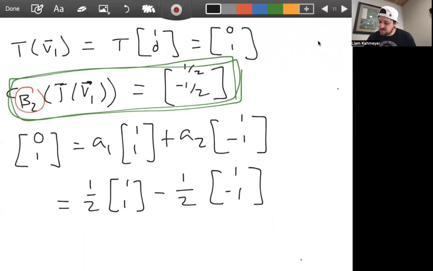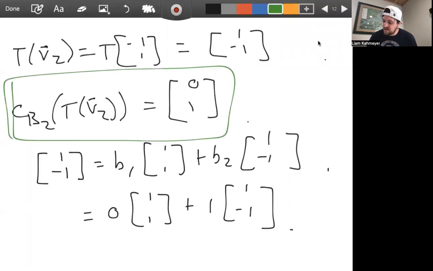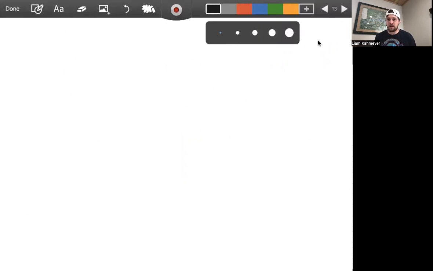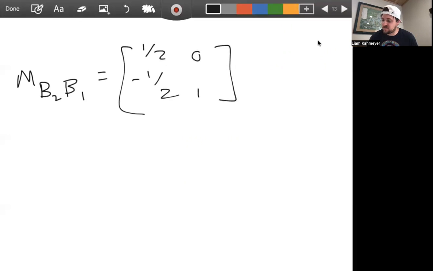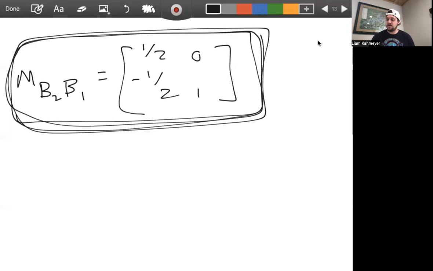So we had C_B2 of T(v1), and now we have C_B2 of T(v2), which means juxtaposing or augmenting these column vectors into a matrix gives us M_B2,B1, the 2 by 2 matrix with rows (1/2, 0) and (-1/2, 1). And this is how you find the transition matrix here between the two bases B1, B2.